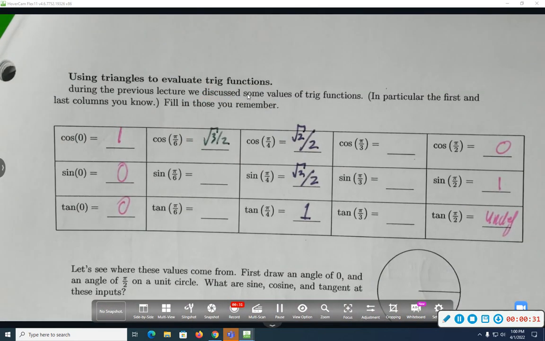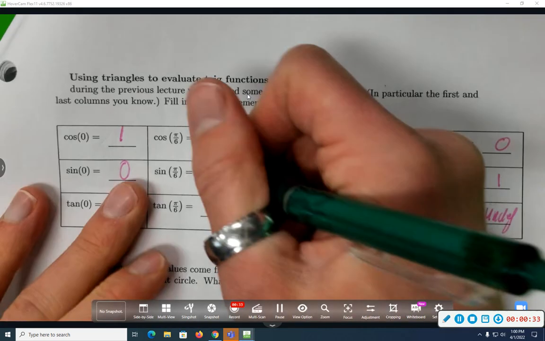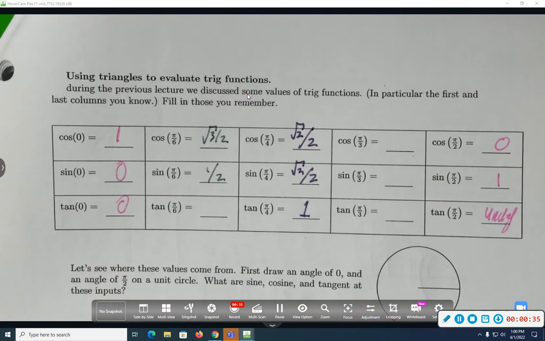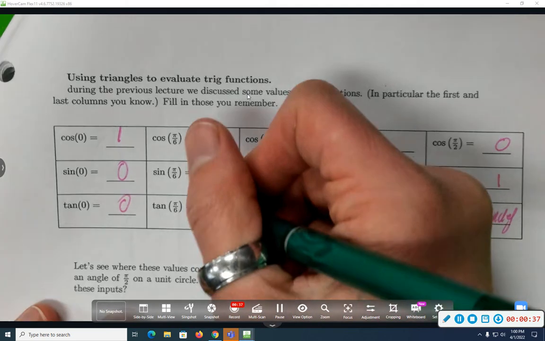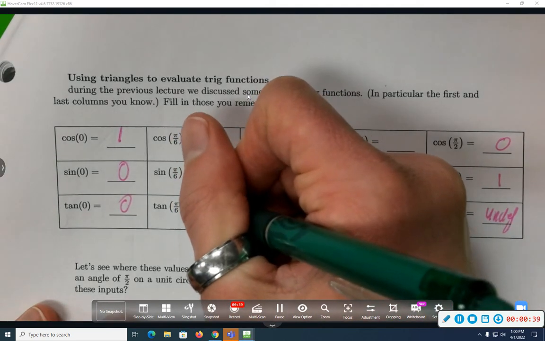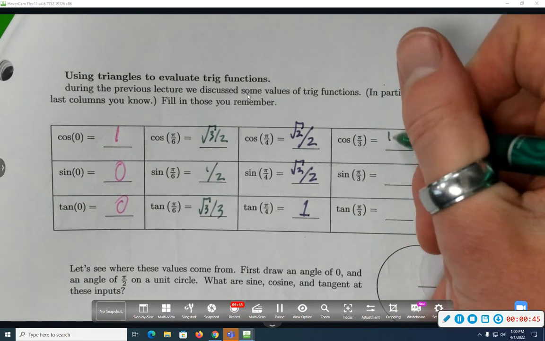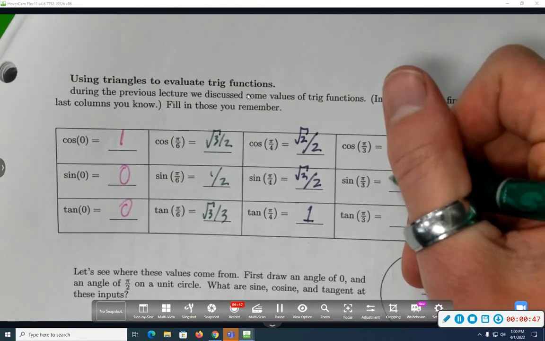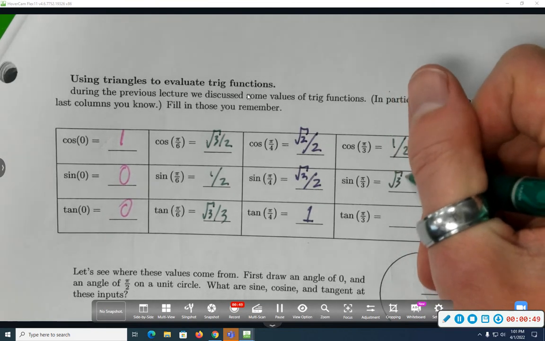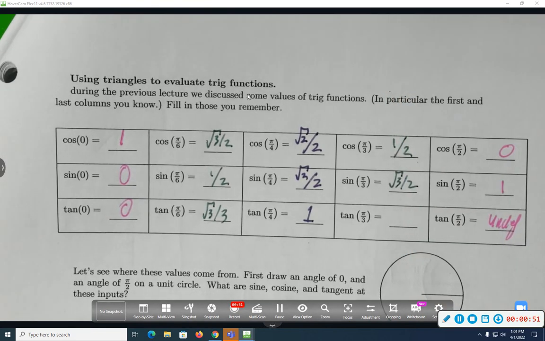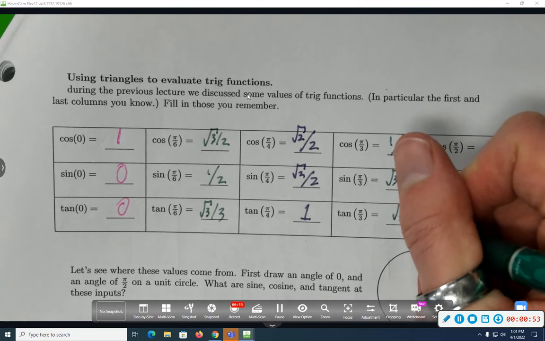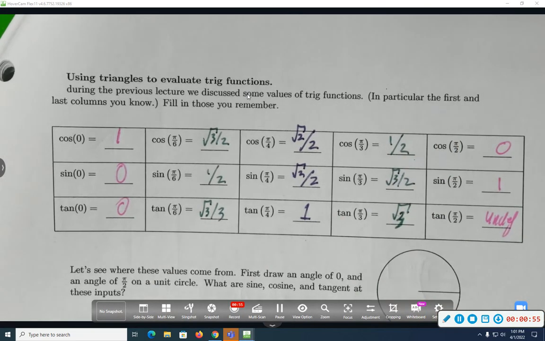Sine of pi over 6. Tangent pi over 6. Cosine pi over 3. Sine of pi over 3. Tangent pi over 3. People feel pretty good about that? That was just the content from last time, now we're filling it in.